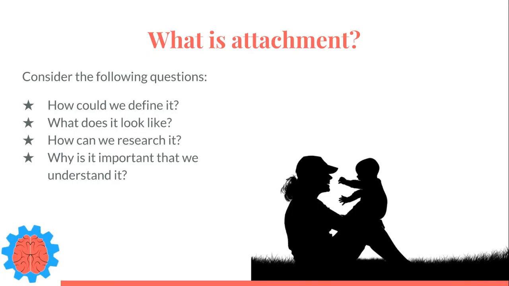Now, the first thing we need to consider is, what actually is attachment? So we might think about, how can we define attachment? What does it even look like? So how would we observe it? How do we know if someone's attached? What research can we do to actually explore attachment and what research have other people done? And why is it important that we actually understand it? What's the point of research into attachment? And these are some of the key things we're going to explore throughout this lesson, and in the following lessons that cover the whole of the attachment content.